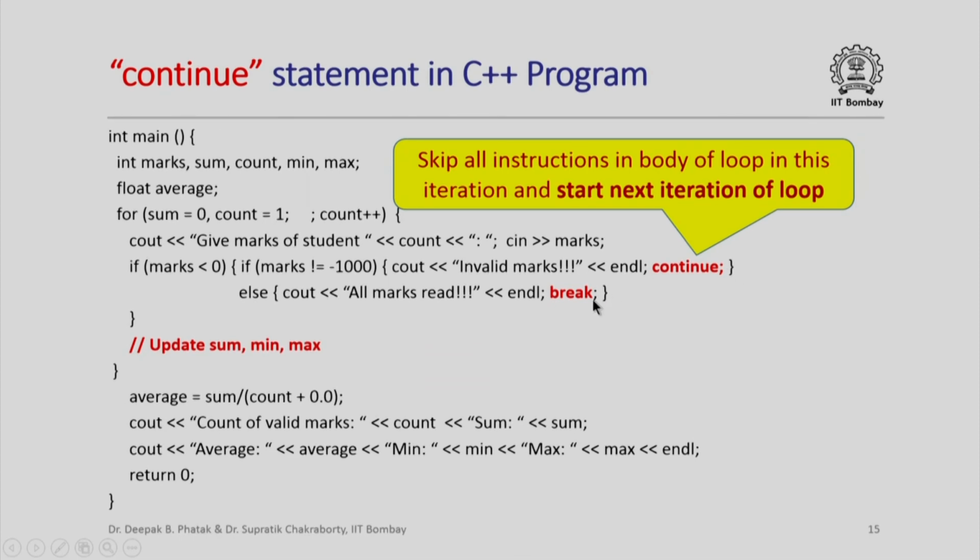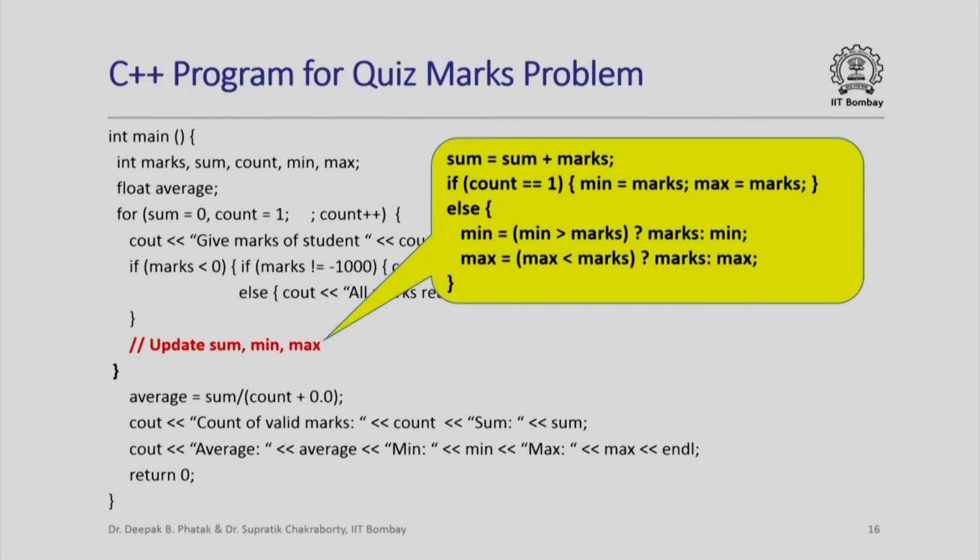Just like the break statement, it skips all instructions in the body of the loop in this iteration, but instead of exiting the loop, it goes back to the start of the loop and starts the next iteration of the loop. So here you see that break and continue can be conveniently used inside this if else to ignore invalid marks and also to jump out of the loop when we have read all the marks.